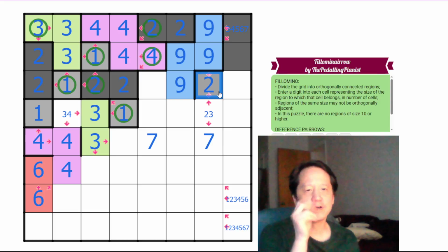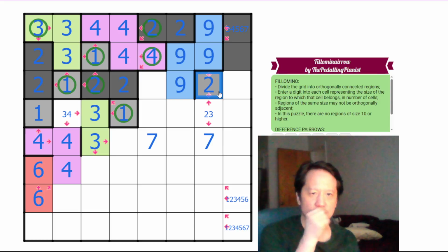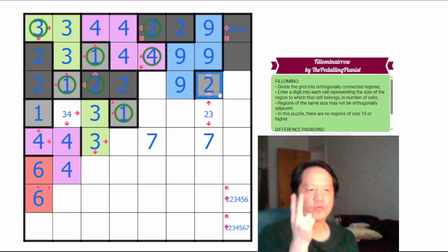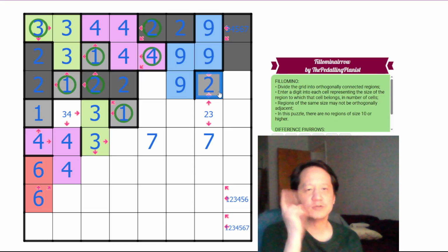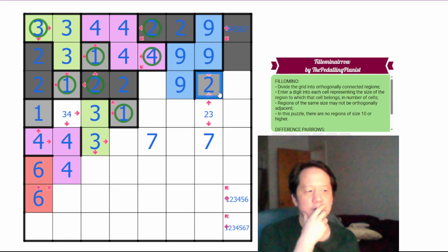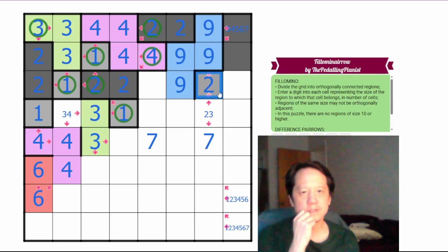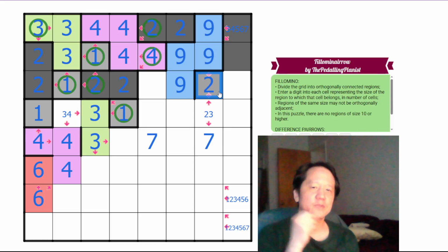4 sets of 1, so that's 12. 2 sets of 3, so that's 6, 18. 2 sets of 4, which is 8 plus 18 is 26. 3 and 4 is 7, times 2 is 14. 2 and 1 is 3, times 4 is 12. 14 plus 12 is 26. Plus 6 plus 7 plus 9.